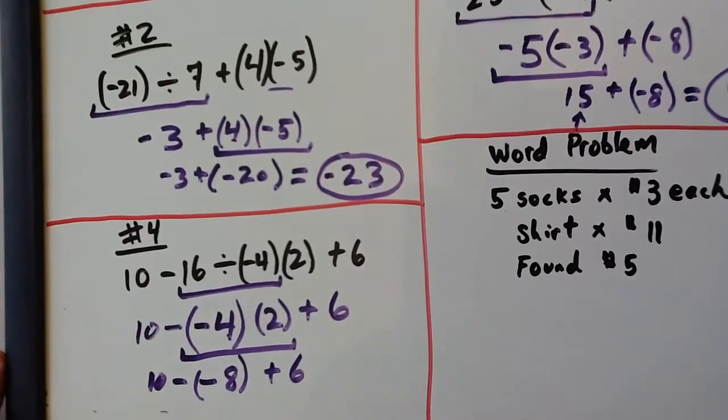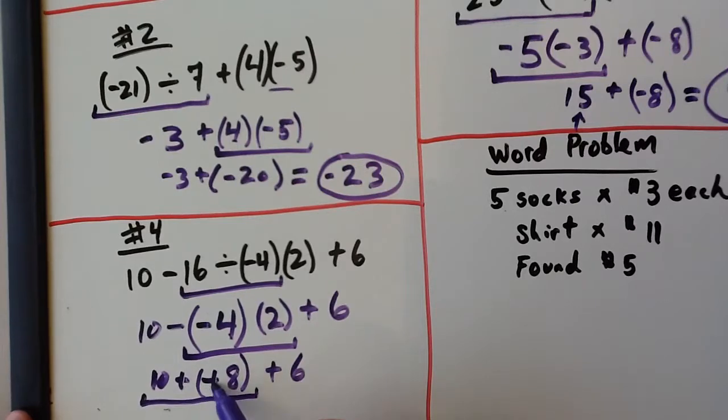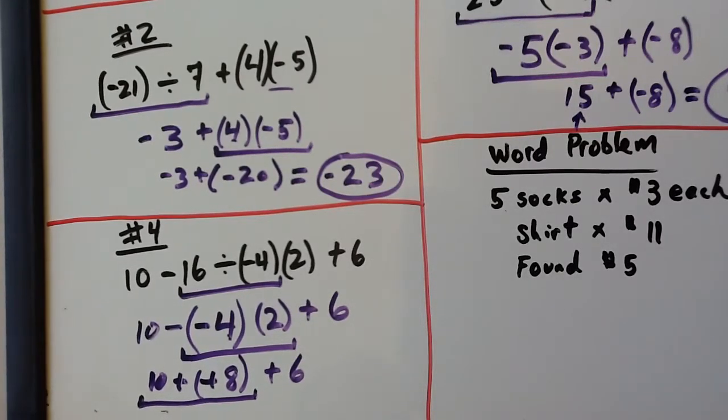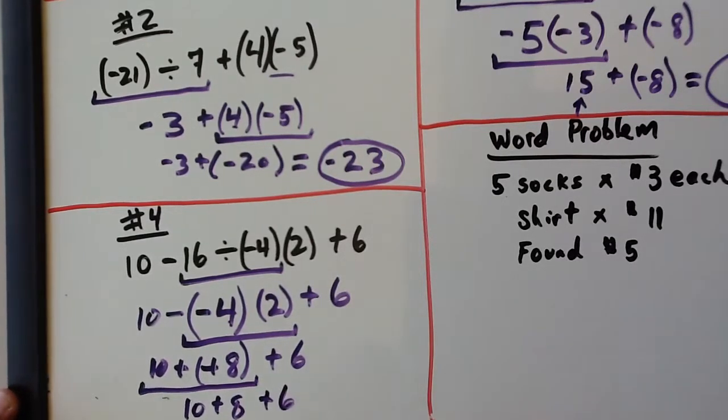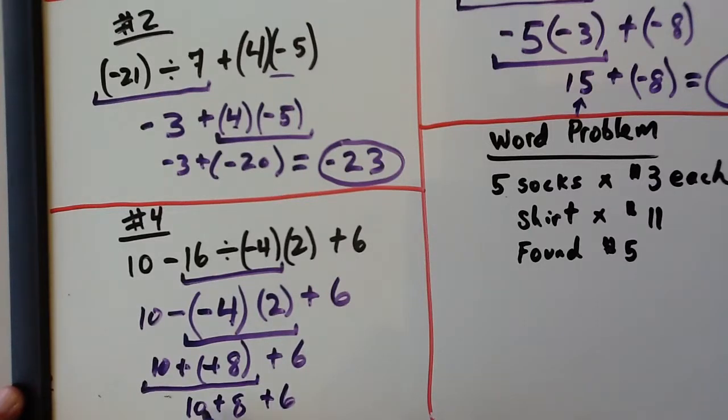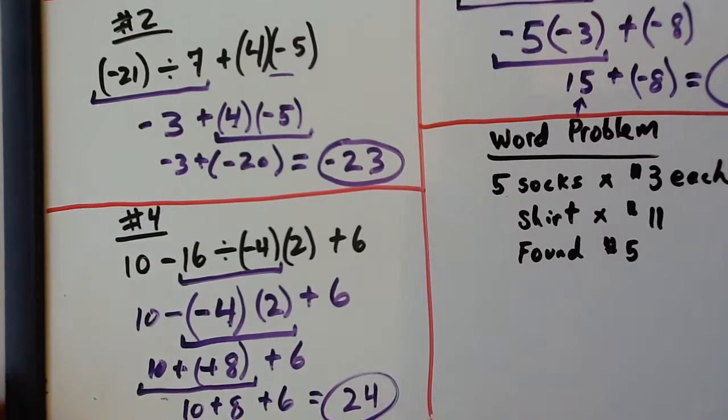Okay. Finally, I have addition and subtraction. So I add and subtract from left to right. So start over here. 10 minus negative 8. Remember, if you subtract a negative, it's the same thing as adding. Those negative signs become positives. So I have 10 plus 8, still plus 6. So now I'm just adding all positive numbers. 10 plus 8 is 18. 18 plus 6 is 24. Of course, the sign is positive.